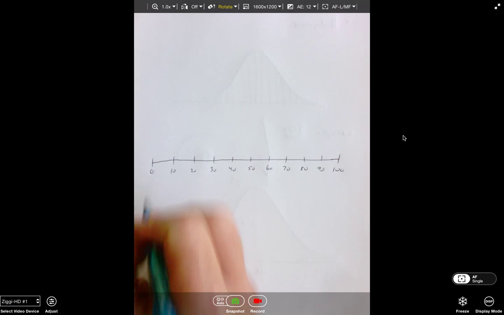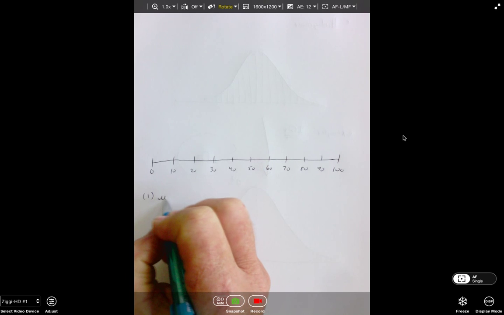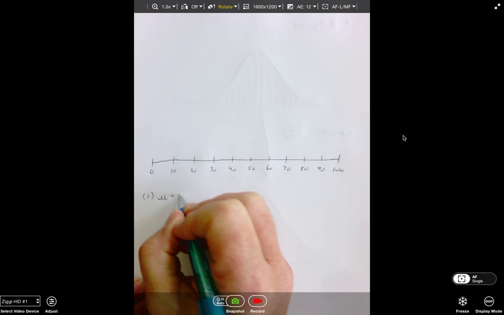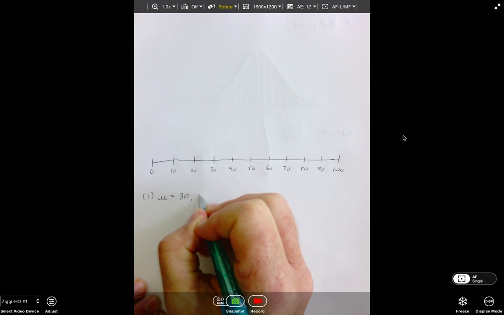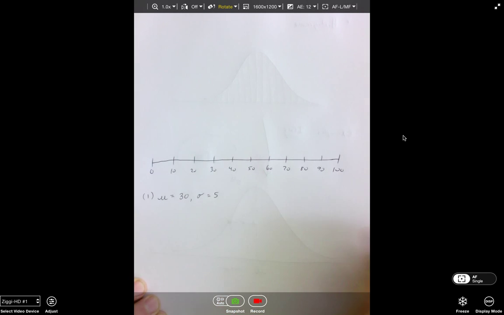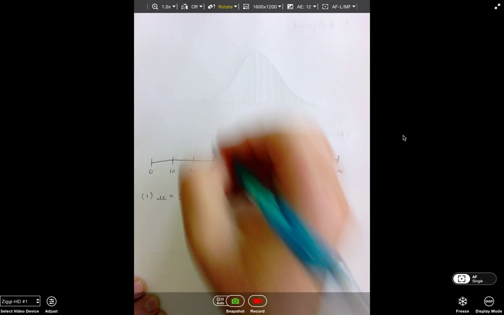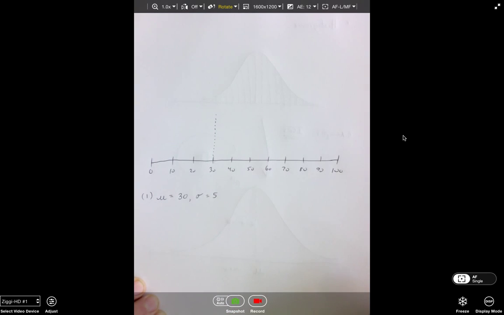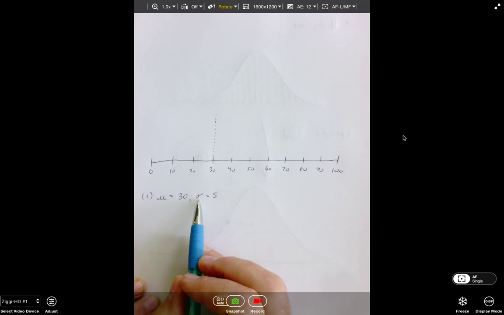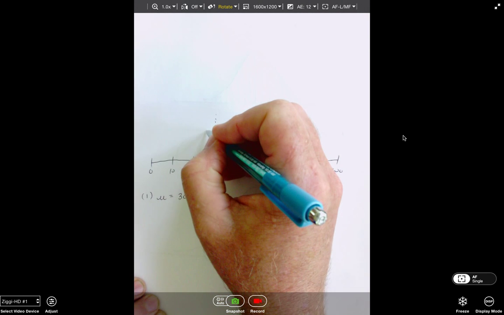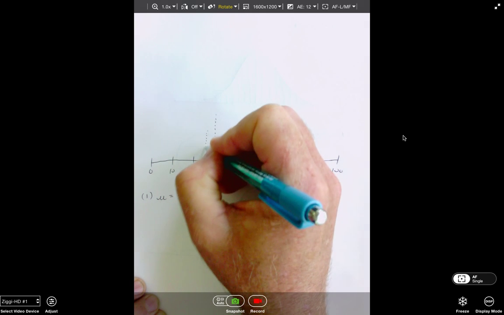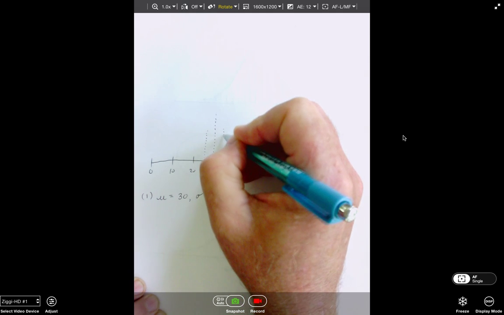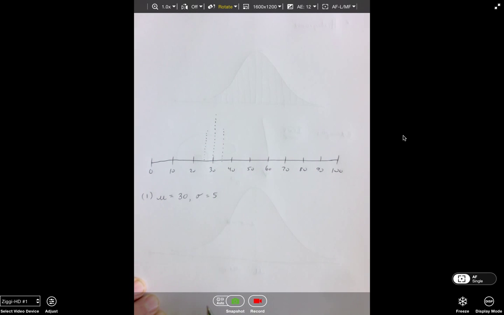So the first situation I want to look at: what would a distribution look like that had a mean of 30 and a standard deviation of 5? Well, the first thing we know is this distribution is going to be centered at 30, so I can draw a vertical line right there. And the standard deviation of 5 says that flattening out of the distribution, that line, is going to happen right here, 5 above and 5 below.